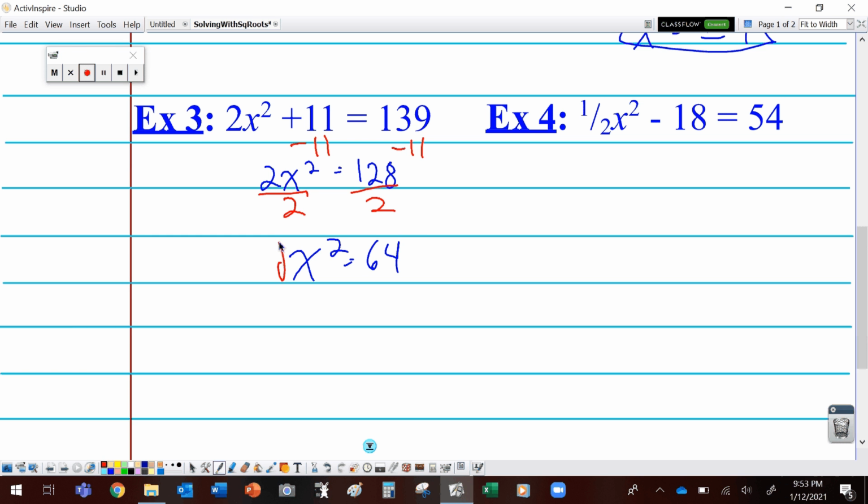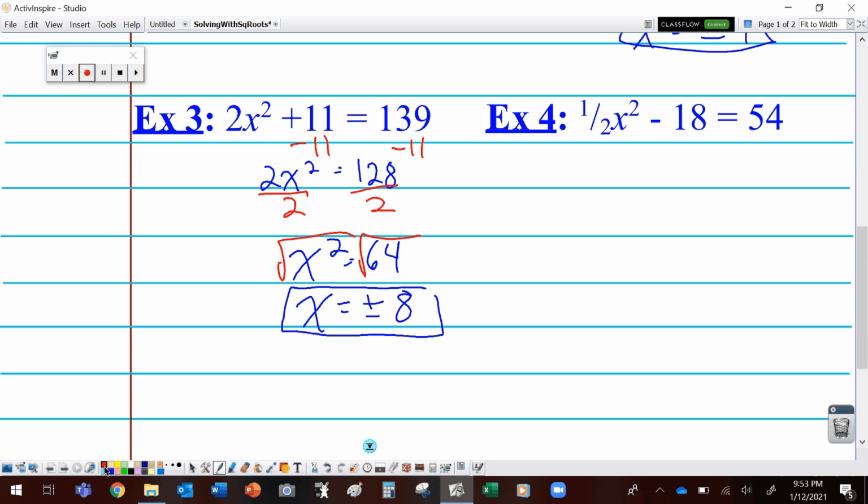And then we'll take the square root on each side. And on the left side, squared and square root cancel. On the right side, I'll have plus or minus 8. So x equals plus or minus 8. And there we go. All right, example 4, we've got the dreaded fraction.